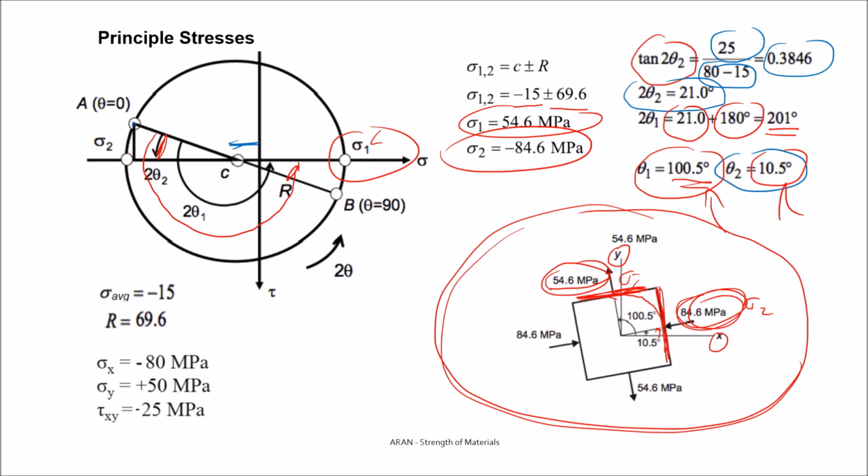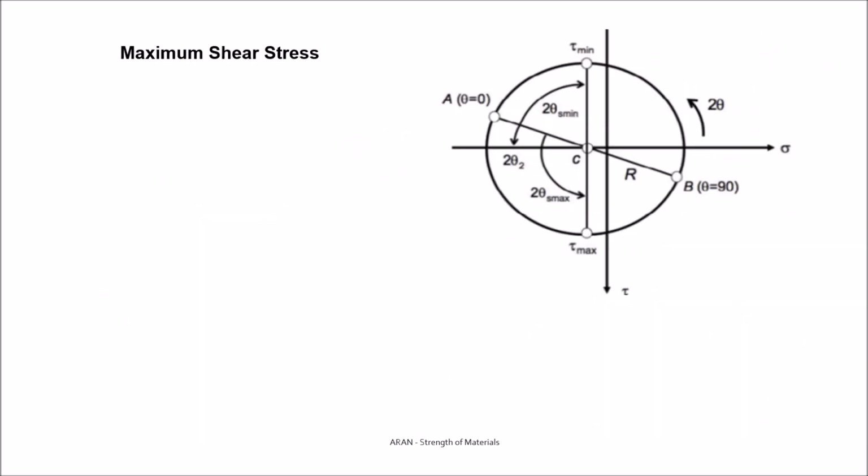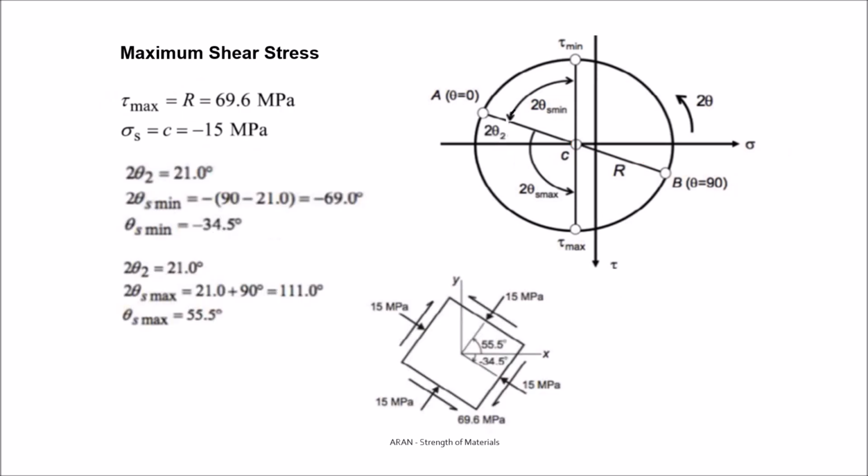That means my principal stress values. Well, when you come to maximum shear stress, I have to find the minimum is here, maximum is here. Well, know that the tau max is equal to 69. That's the radius, which we have already calculated, and the center is minus 15, as we already discussed. Try to find the angles.